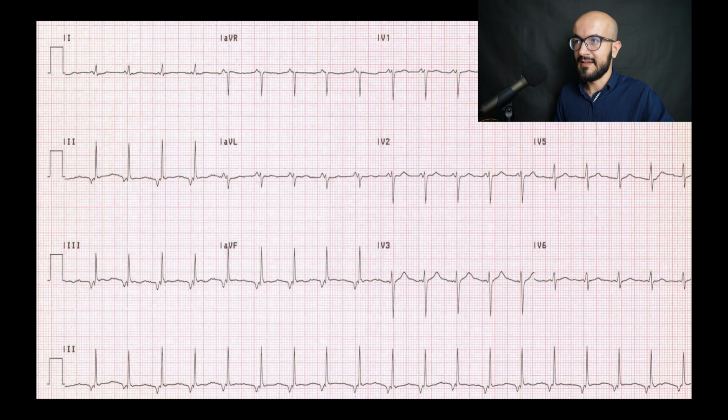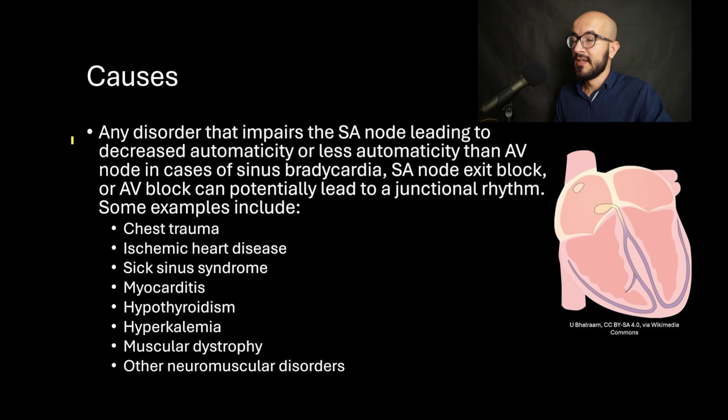So we can see that we have a normal QRS complex and we have an inverted P wave before the QRS complex, and then we have a regular rhythm, and then the rate is above 100, so this is junctional tachycardia. Now let's talk about the causes.